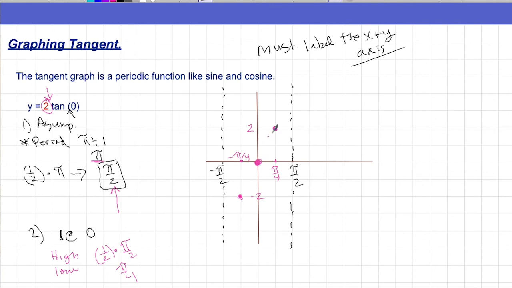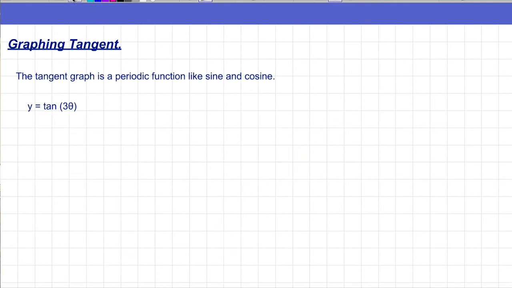And then the last thing I do is, don't draw a straight line. This bends. And then this bends. There we go. That's one cycle.